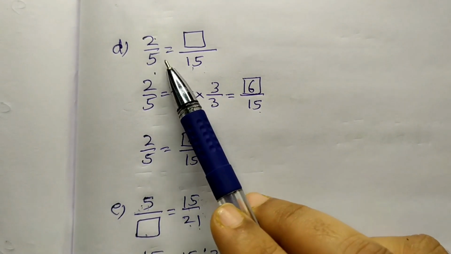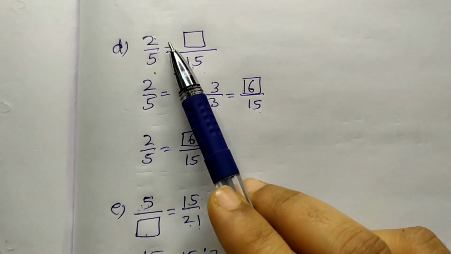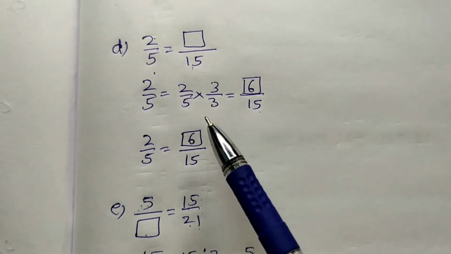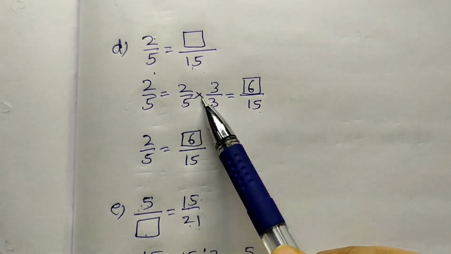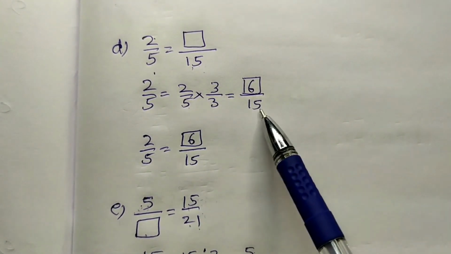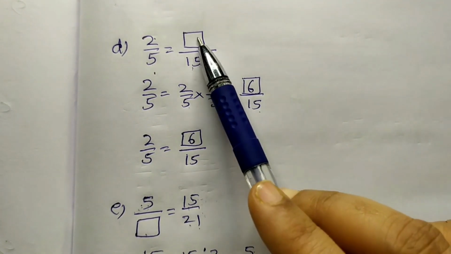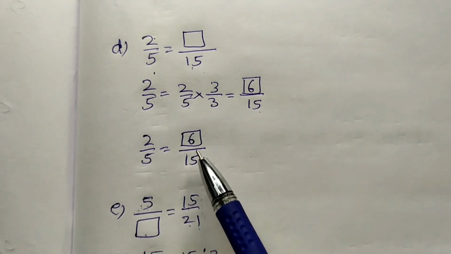So we have to multiply the numerator also by 3 to get this number. So 2 by 5 into 3 by 3 is equal to 2 into 3 is equal to 6 by 5 into 3 is equal to 15. So in this box we get the number 6. 2 by 5 is equal to 6 by 15.